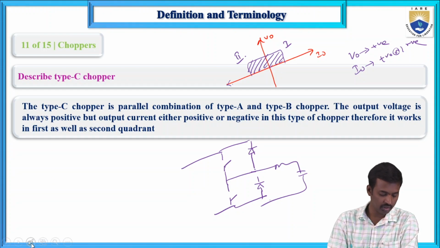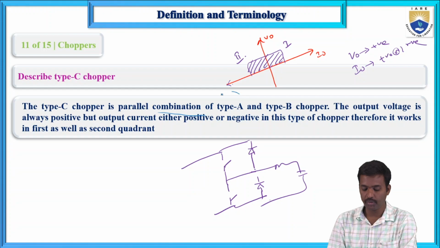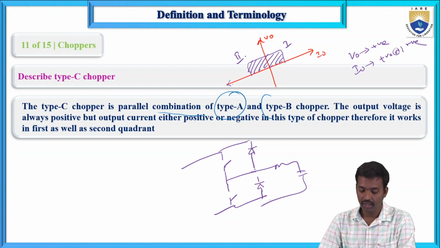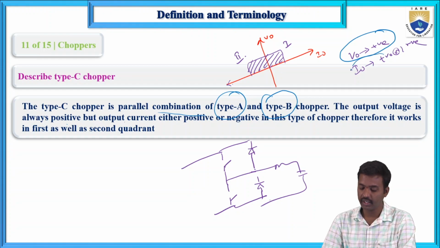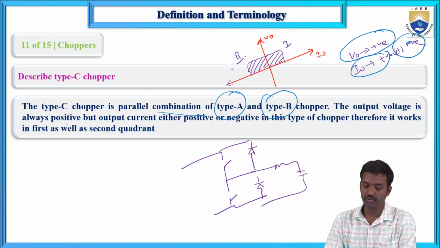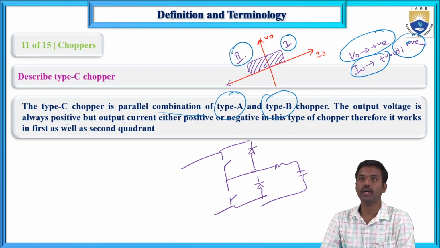Now type C chopper is a parallel combination of type A and type B chopper. The output voltage is always positive, but output current is either negative or positive. This type of chopper works in first and second quadrant.